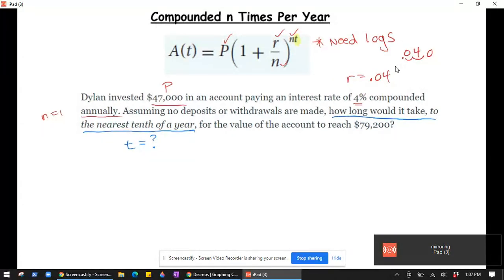But we want the future value of the account to be $79,200. That is my A. So I've got my A, my P, my R, my N. I don't know my T, and that's what we're going to solve for. So let's write this all down. My A is 79,200. Okay, that's supposed to equal, so my P was 47,000 times 1 plus my R value is 0.04 divided by my N, which is 1 in this case, raised to the 1 times T.